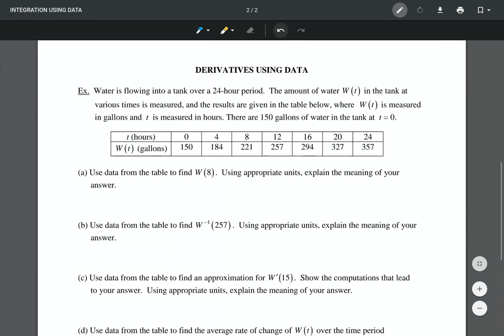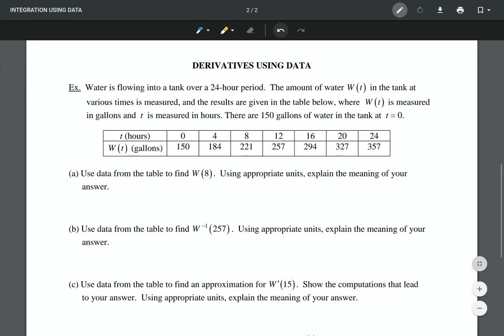So let's talk about derivatives using data. Same kind of idea, except I actually find this a little bit more difficult, because the other one is just doing the same thing over and over, whereas these, they could actually ask you very different questions in very different ways. Okay, so same idea, except now it's backwards, right?